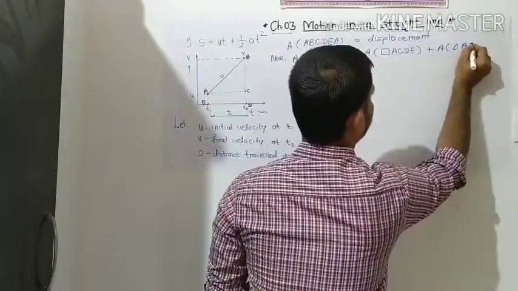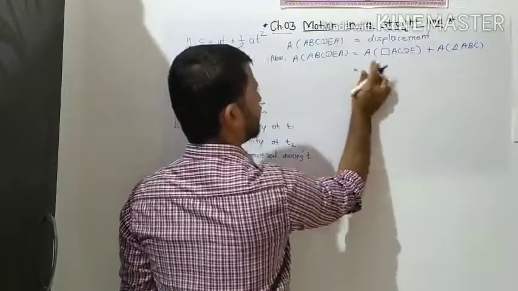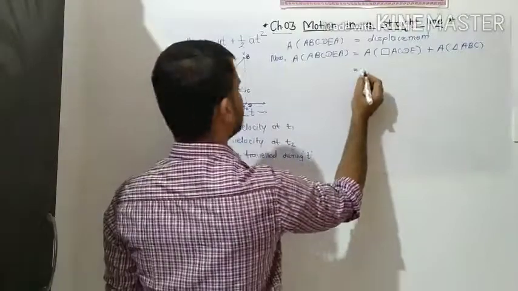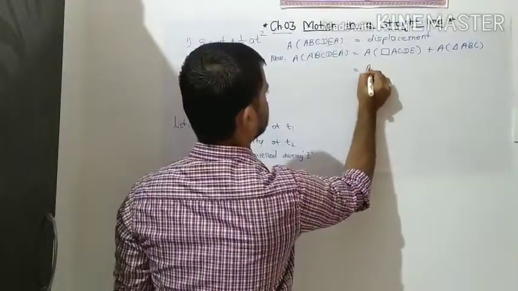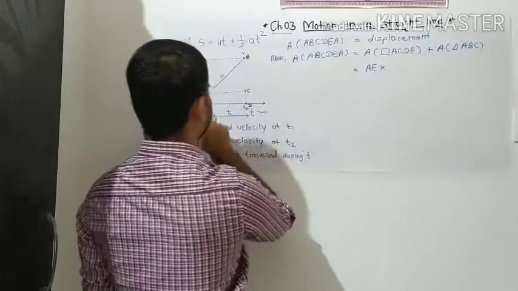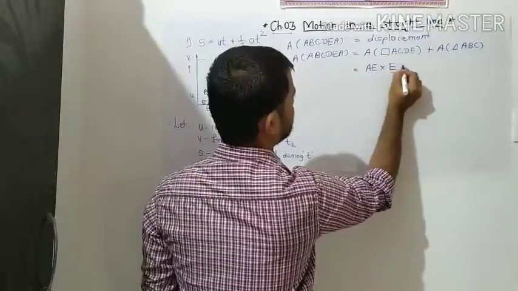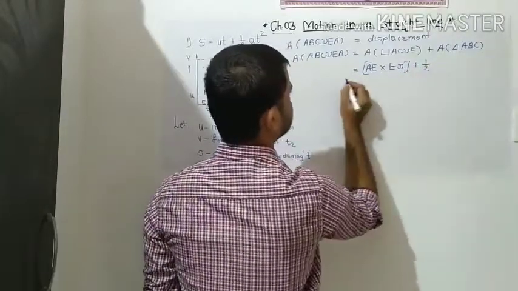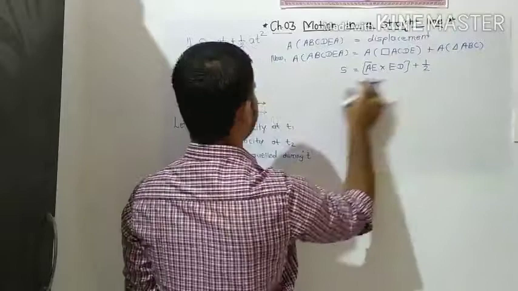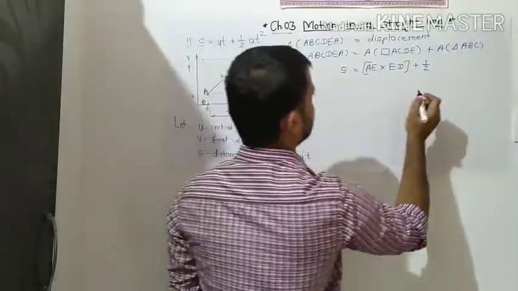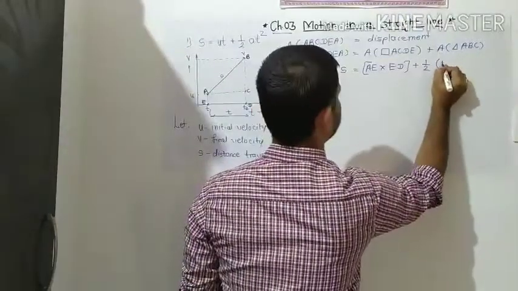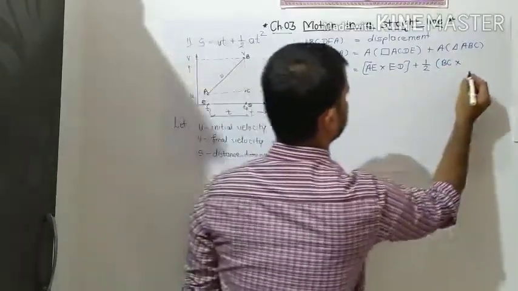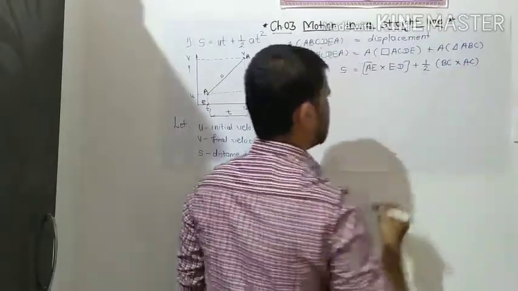Okay, area of triangle ABC. So what is the area of rectangle ACDE? It is length into width. So here we will consider AE into this length ED. This is the one area we have, plus 1/2. This is nothing but the distance. 1/2 height into length. 1/2 height is BC into AC. So 1/2 BC into AC.